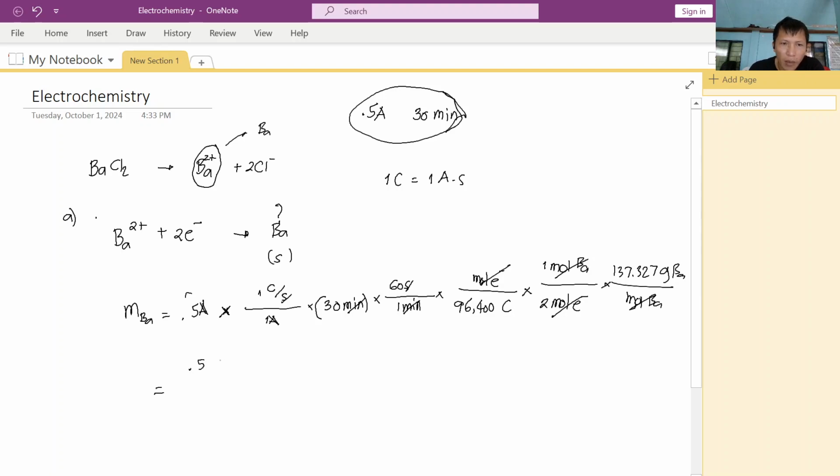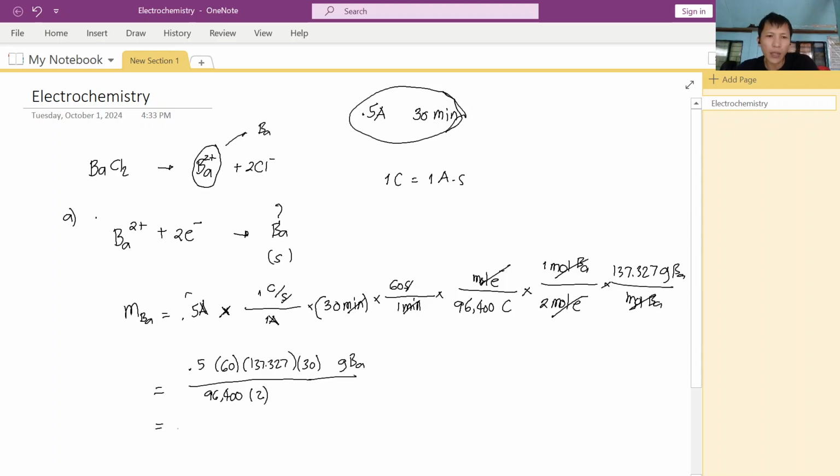So all in all, you have all those numbers at the top: 0.5, then you have your 60, and then your 137.327, and then your 30 minutes. The unit left at the top would be grams of barium. That's the only thing left. And then at the bottom, you have 96,400, and then you have multiplied by 2. Those are the only numbers.